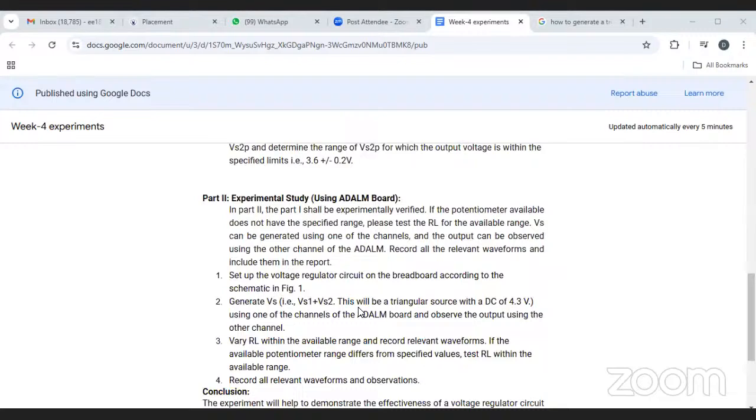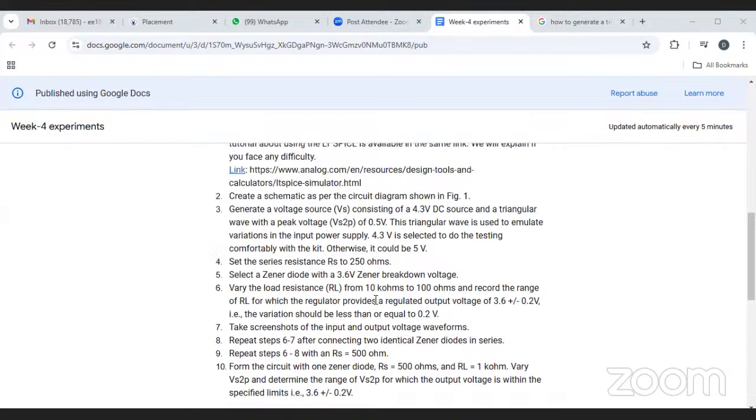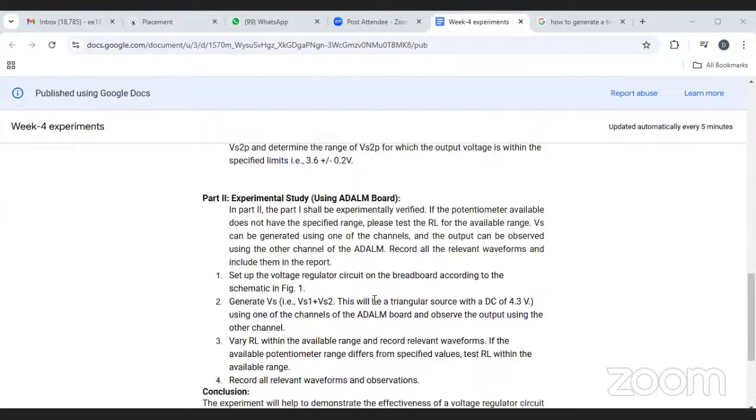Now, after you get an idea, you have to note down the values, and even though you will get them in LTspice, try to calculate them theoretically as well. That will give you a better picture of how the circuit works and what the expected theoretical values are, and then you can compare them with the LTspice simulation outputs. Next is the experimental study. You will repeat the same experiment using the components given to you.